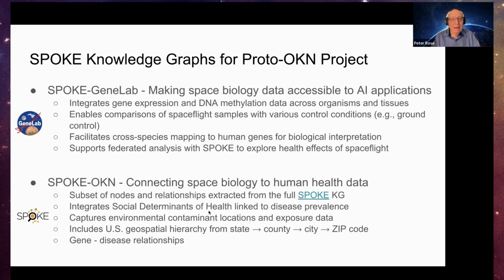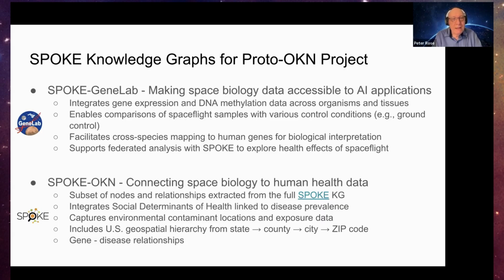One is we integrated social determinants of health and we linked them to known disease prevalence, at least within the US. We're also interested in effect of environment. So we also capture environmental data, mostly from the EPA as well, and also the location where those contaminants are. And therefore, we have a whole geospatial hierarchy in this knowledge graph, going all the way from the state to the county to the city and finally the zip code level.